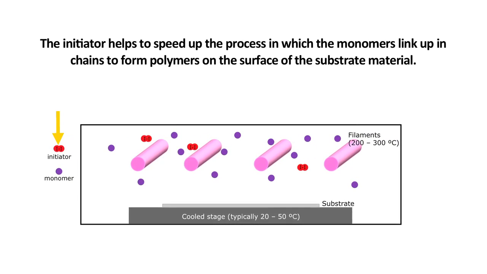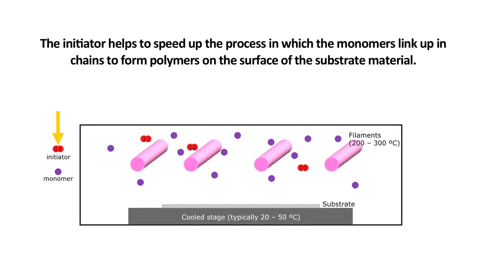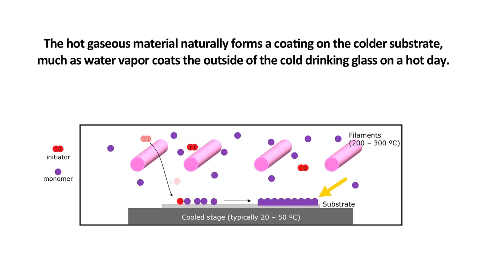The initiator helps speed up the process in which the monomers link up in chains to form polymers on the surface of the substrate material. The hot gaseous material naturally forms a coating on the colder substrate, much as water vapor coats the outside of a cold drinking glass on a hot day.